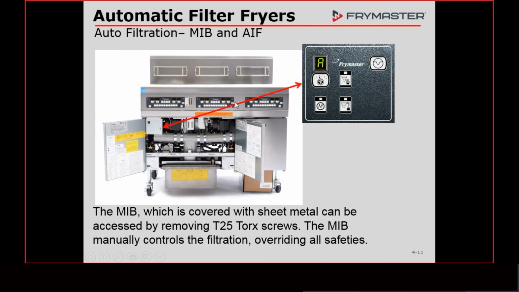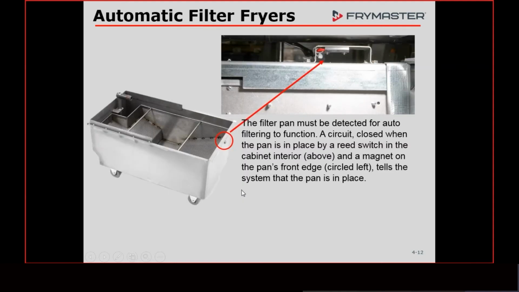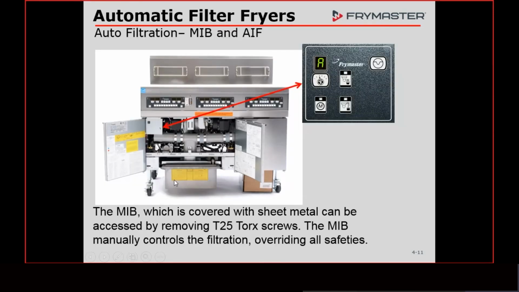That's a little bit rarer than a Phillips head screwdriver or a flathead screwdriver, because we don't want people using this that's not familiar with how it works, because whenever we're using this MIB board, we override all of the safeties. Well, this MIB board lets you drain that fryer if there's no filter pan in place. Even though there's a safety on there, when you're in the manual mode, it overrides all of that. If we forget to turn the fryer off, can we drain the fryer of oil and actually dry fire it? Yes, you can.